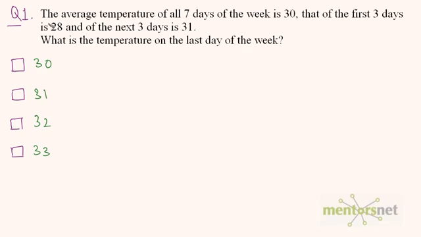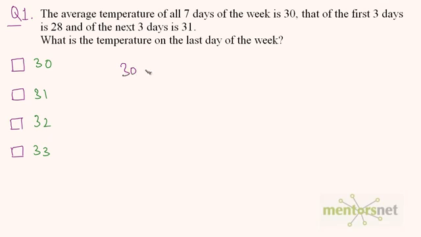Question 1. The average temperature of all 7 days of the week is 30, that of the first 3 days is 28, and of the next 3 days is 31. So what is the temperature on the last day of the week? We have been given the average temperature of all 7 days, which is 30.